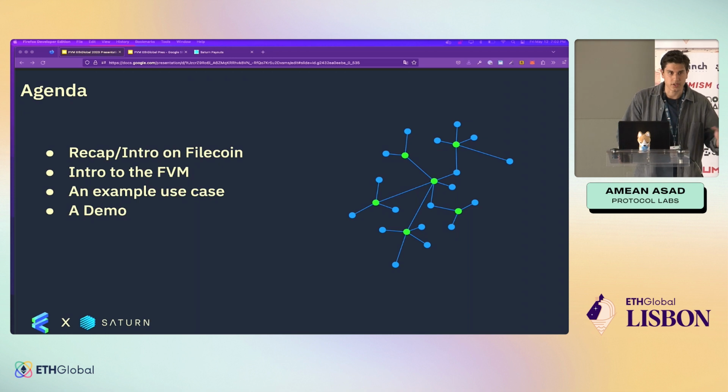So here's a quick agenda of the workshop presentation today. I'm going to start with a recap or intro on Filecoin, and then give an introduction to the FEVM and what it's about. Then I'll give an example use case of how we use it at Filecoin Saturn and explain what Filecoin Saturn is, and then give a short demo.